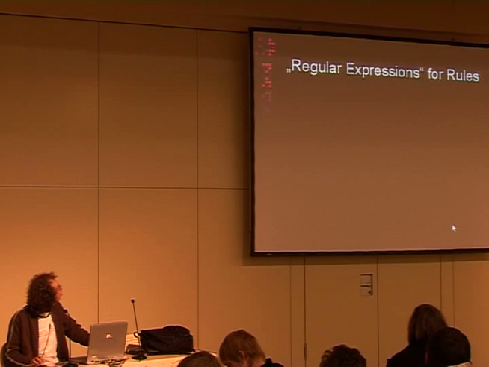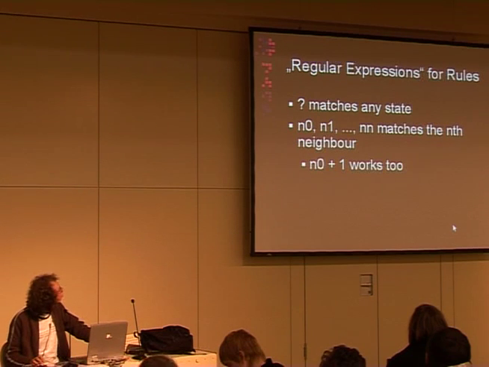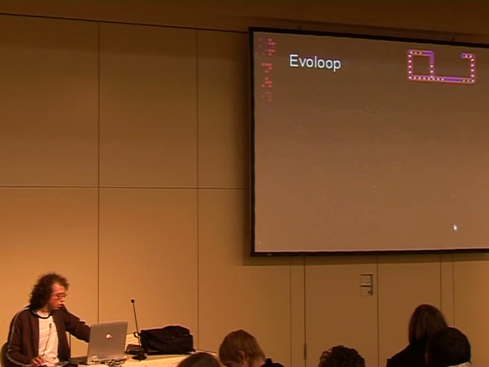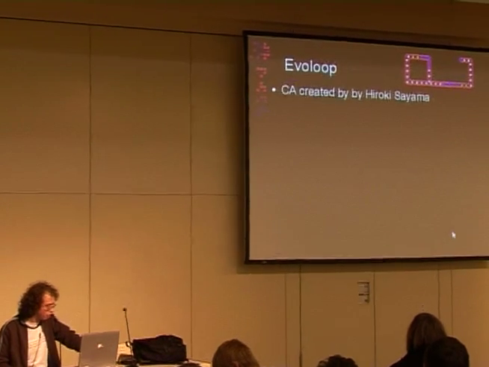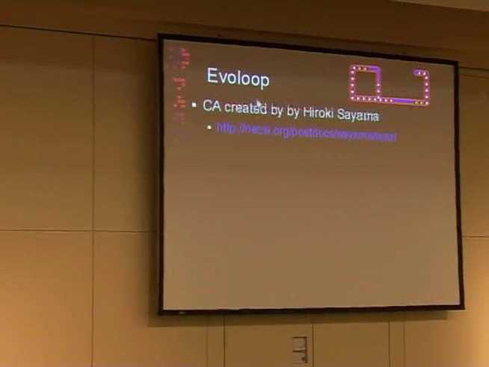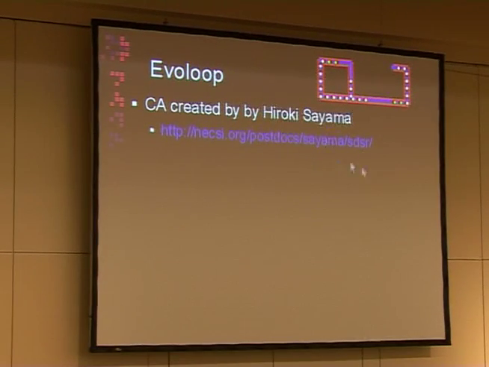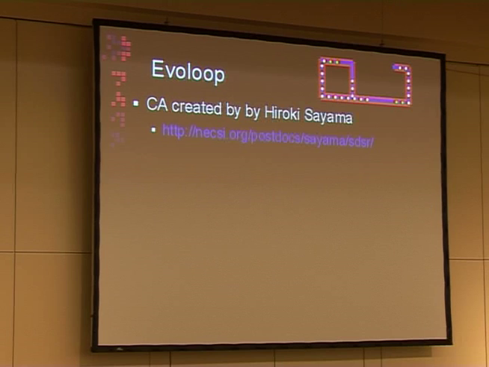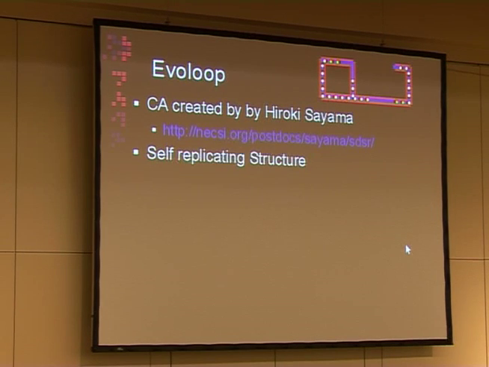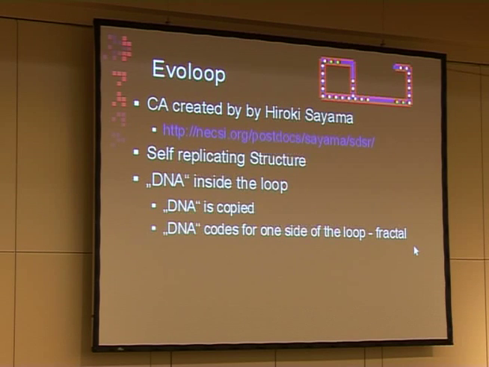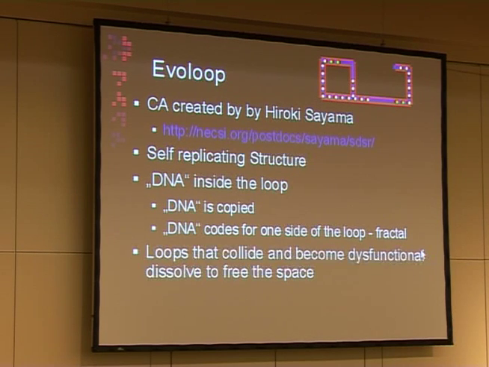This was the demo. Okay, I've told you about this. I've told you about the evo loop. If you're interested in it, go to this URL, then you'll find all the information about it. It is a self-replicating structure with DNA inside the loop. DNA is copies, we had this already.